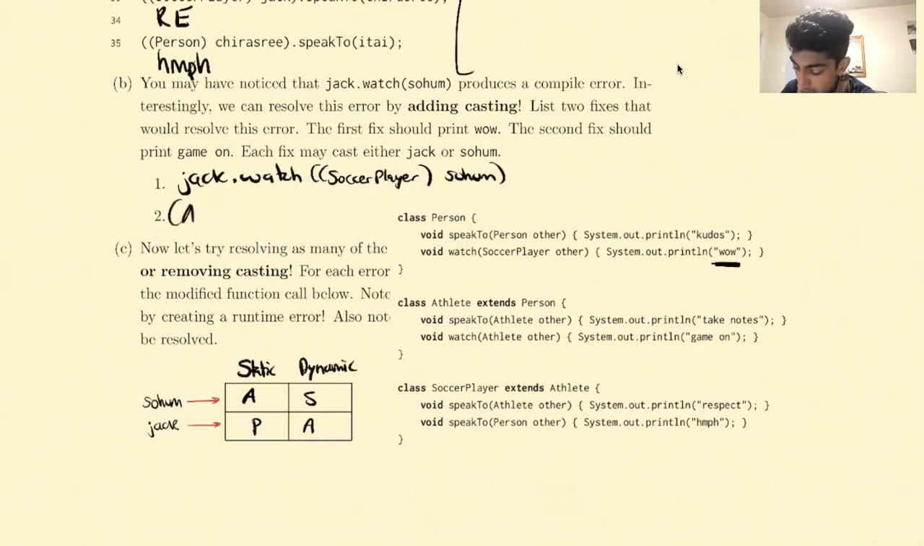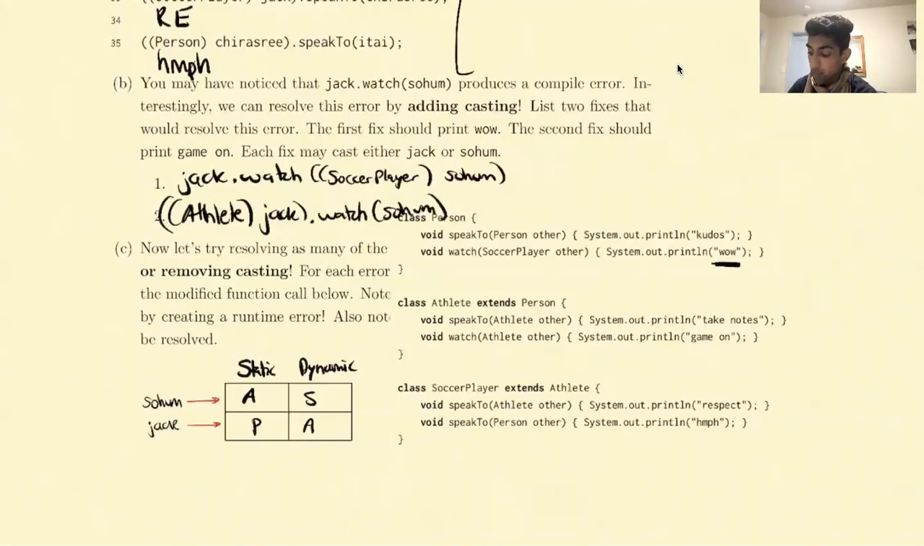How that's going to look is it'll look like ((Athlete) jack).watch(Sohum). Okay, and I'm just going to quickly walk through why this works.